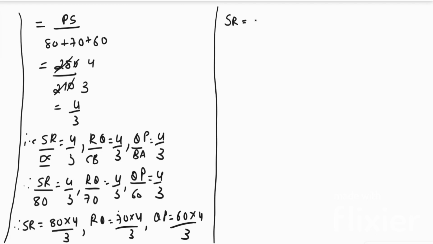The value of SR is 320 upon 4... comma RQ ka value it is 280 upon 3, comma QP ka value it is 60. Yahan cancellation ho raha hai, right. So 3 1 3, 3 20, so 24, it is 80. So this is our final answer.